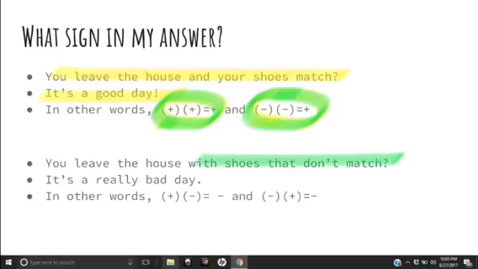But the day you leave with shoes that don't match, that's a really bad day. And so you're going to be grumpy about it all day long. You're going to be negative about it. So a positive and a negative make a negative. A negative and a positive make a negative.